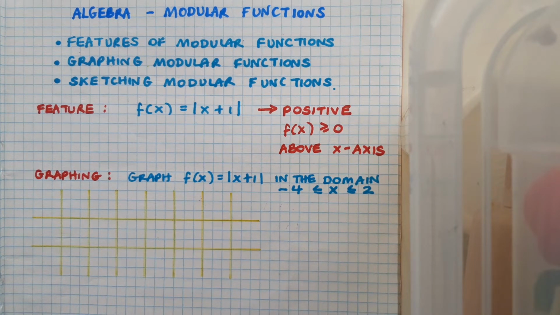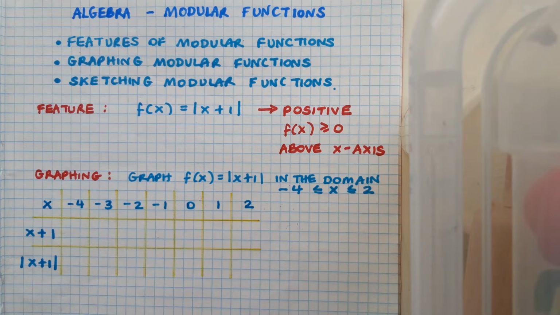And I'm going to make a table to evaluate my f of x values. I'm going to go through a number of steps to get from x to f of x. So I'll have my row for x values, then I'll work out x plus 1, and then I'll find the absolute value of x plus 1. Since I've been instructed to go from negative 4 to 2, I will list those values out in the x row. And then in the next row, I'm taking each x value and adding 1 to it. Finally, I have to take the absolute value of each value in the x plus 1 row to get the absolute value of x plus 1. And these are my f of x values.